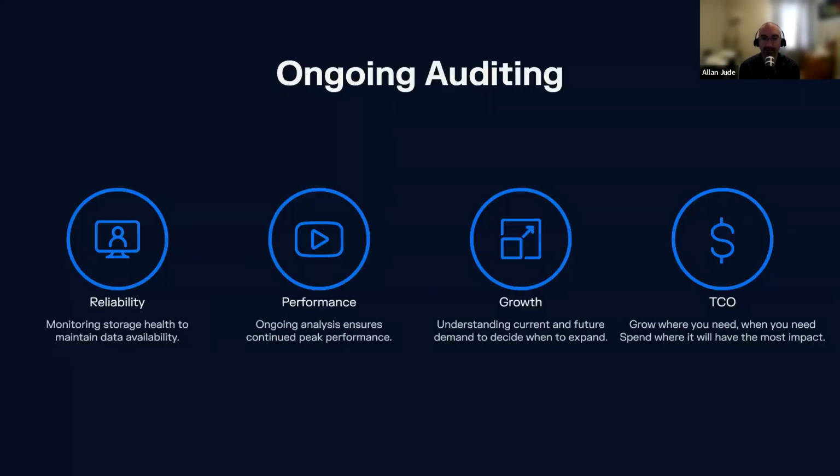So the biggest parts of ongoing auditing are managing reliability, making sure that the data is staying safe and the system's operating properly, and that all the data is always available and ready to go. There's performance. We need to be able to note whenever performance changes and find out why it changed. Is there something we need to do about that? Does this change when we're going to need to grow? Are we going to run out of performance? Are we now at a point where the next time a disk fails, our overall performance is going to drop too much and we're going to need to do something about that?